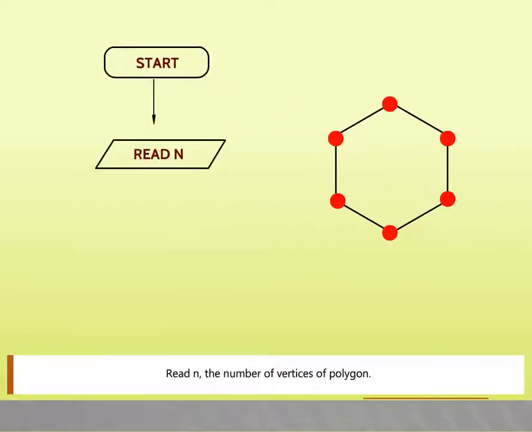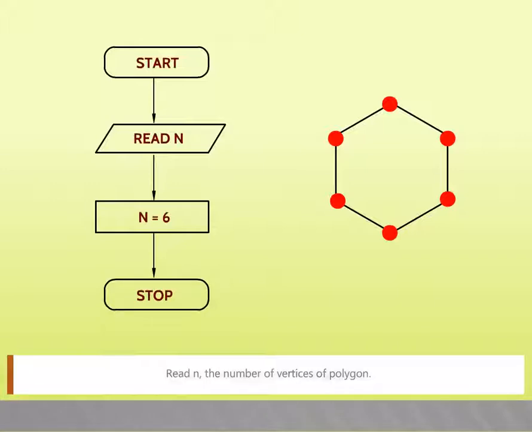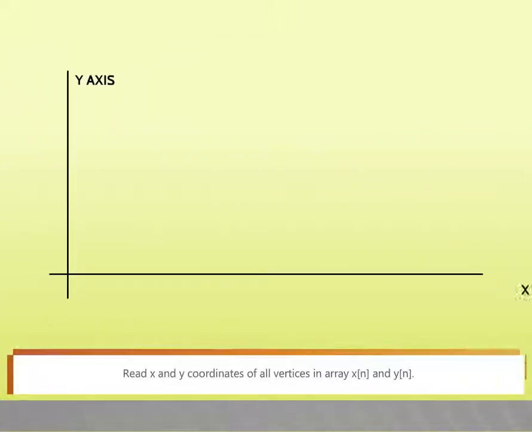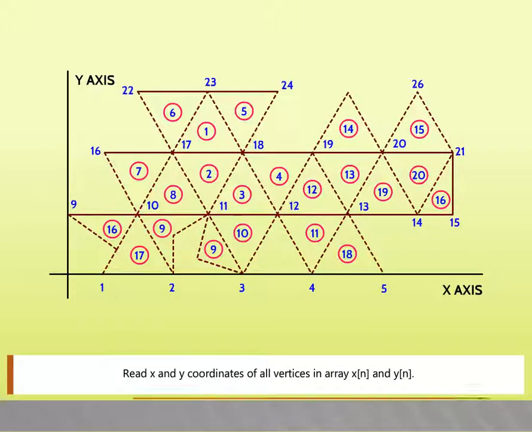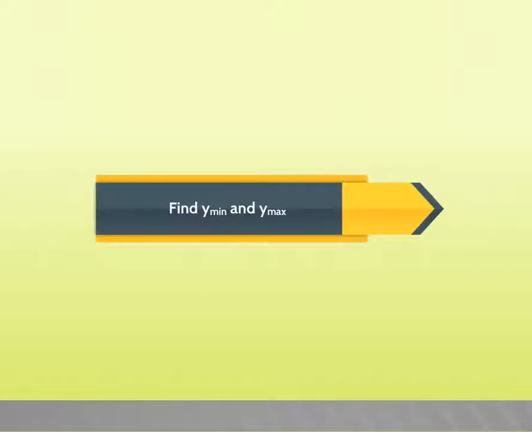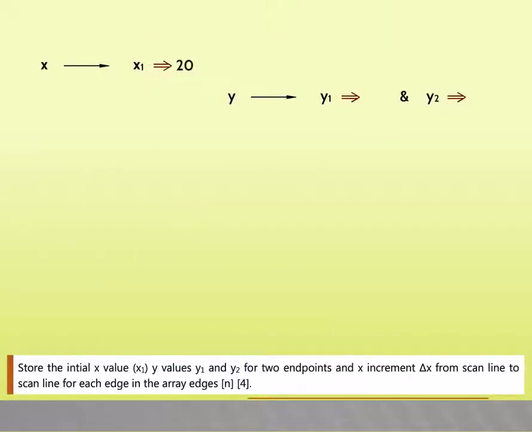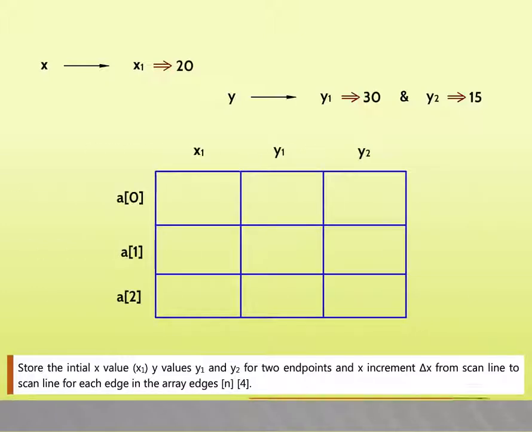Read n, the number of vertices of the polygon. Read x and y coordinates of all vertices in arrays x of n and y of n. Find y minimum and y maximum. Store the initial x value x1, y values y1 and y2 for the two endpoints, and x increment del x from scanline to scanline for each edge in the array edges of n cross 4.